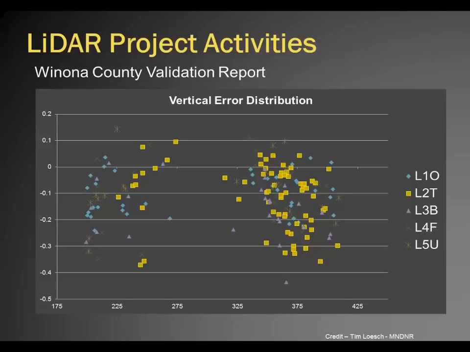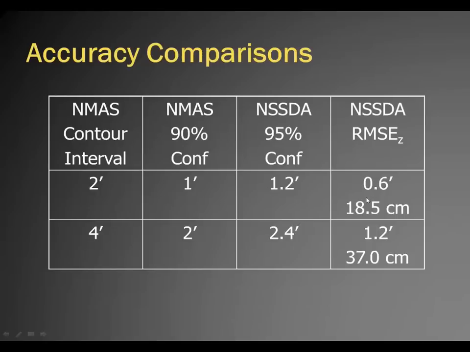This is the vertical error distribution report that's included in the county validation report. This is Winona County, for example, and you can see the different classifications. Remember the land classes we talked about. And this is elevation on the x-axis, and here's error on the y-axis compared to our ground truth point. And you can see here's the trees, here's the bare ground, and you're getting an idea of how the error is distributed. Now the error, when we compare it to national standards, you saw the overall was 16 centimeters.